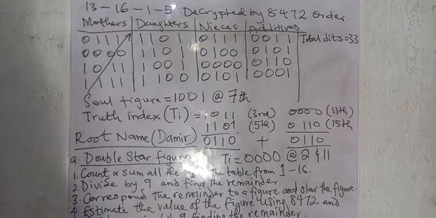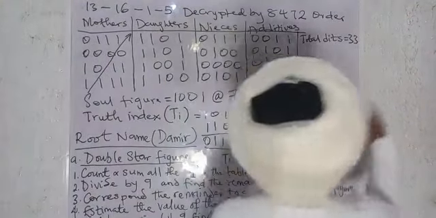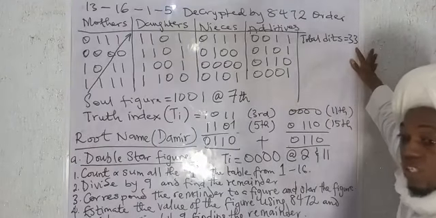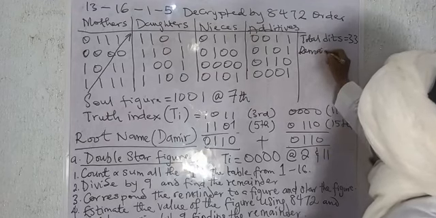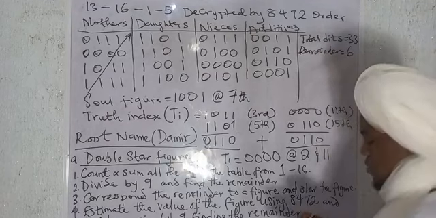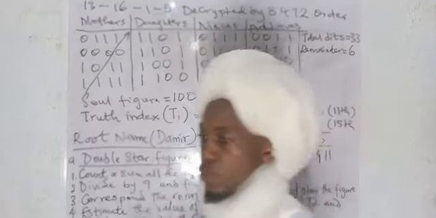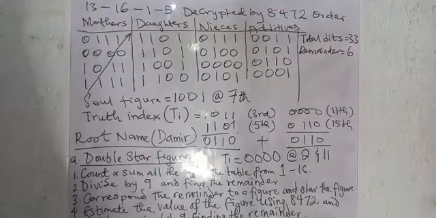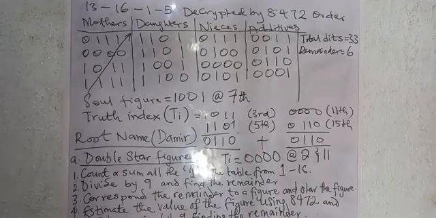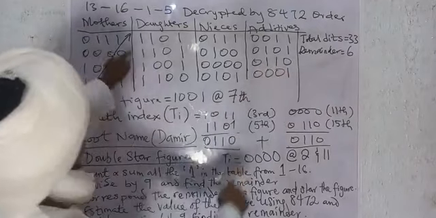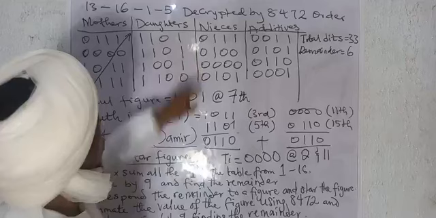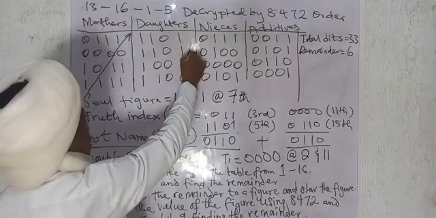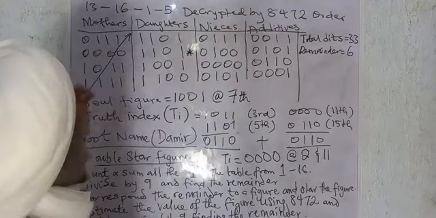Step 2 says we should divide by 9 and find the remainder. Now if we start removing 9, 9, 9, 9, it will end at 27. So that means the remainder will be what? 33 minus 27 will give you 6. Now we correspond it to a figure in the table. That means figure 6. We go to figure 6: figure 1, 2, 3, 4, 5, 6. So you give it a single star on the right side, and if you like, maybe on the left side. Just a single star.